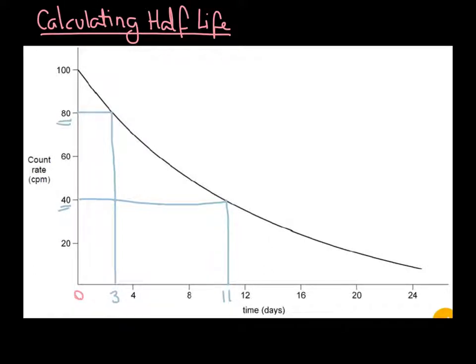And the half-life is the time between these 2 points, so 11 minus 3 gives me a half-life of 8 days. So you see I get the same half-life no matter which initial value I pick.